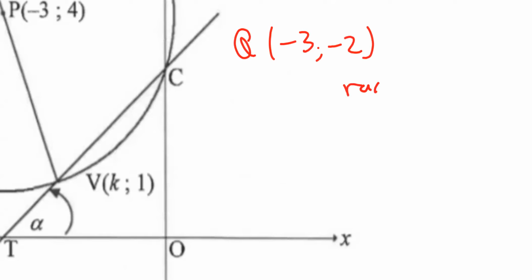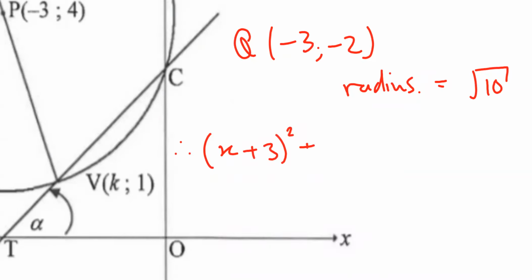The radius of this circle will be the same as the radius of the other circle, because the only transformation they gave was that it was reflected. They never said if the circle is bigger or smaller. They said it's just reflected, so the radius should be the same. Therefore, the equation is (x + 3)² + (y + 2)² = 10, since the radius is √10 and we have to square that to get 10. Okay, perfect.